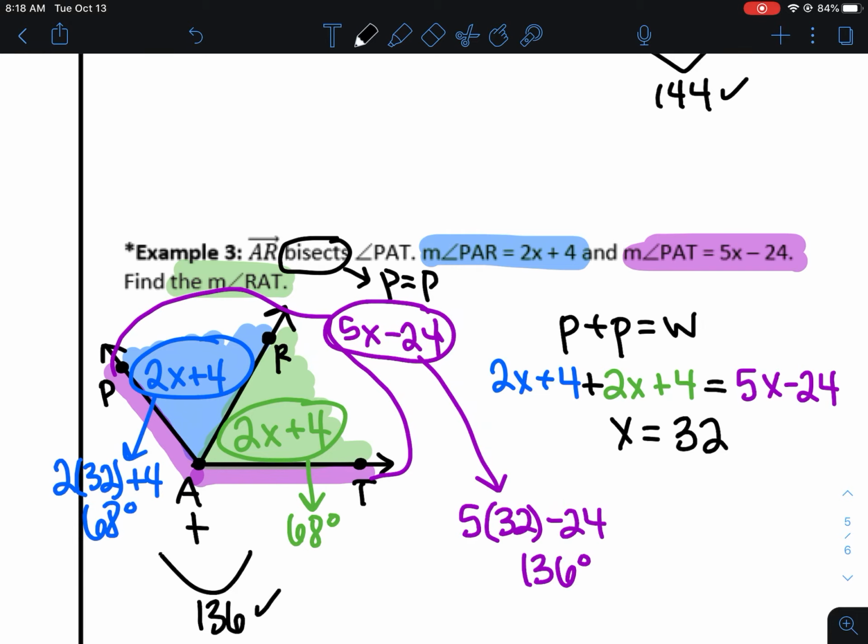All right, cool beans. Now, which one is our answer? We need RAT. Well, we already did that. That one's right here. So there's our answer. Since there's so much work, please make sure you box your answers. So the measure of RAT is 68 degrees. We already did our work to figure out and verify.